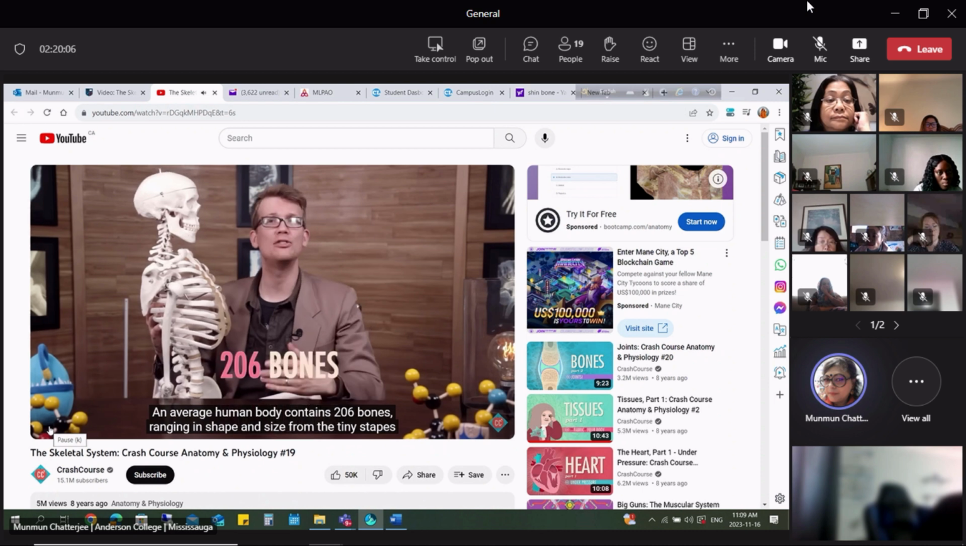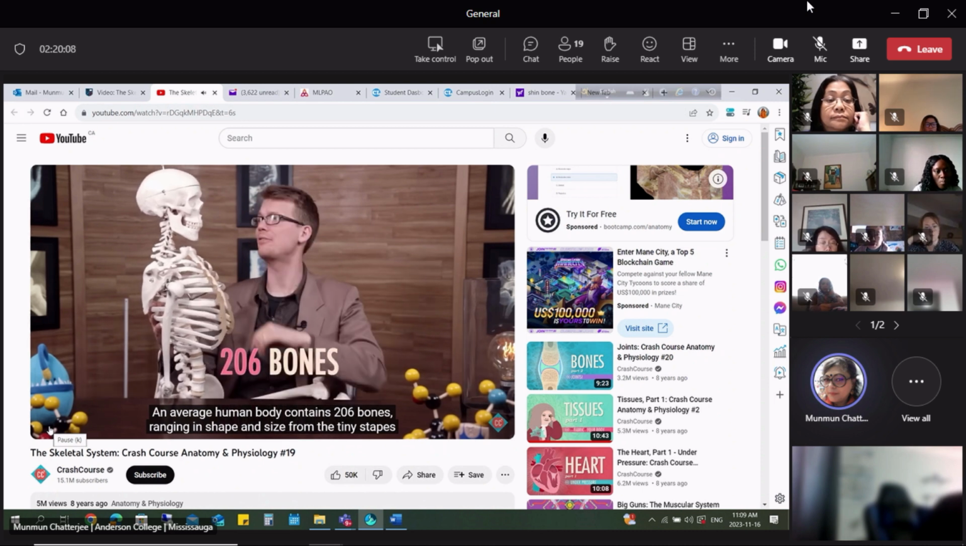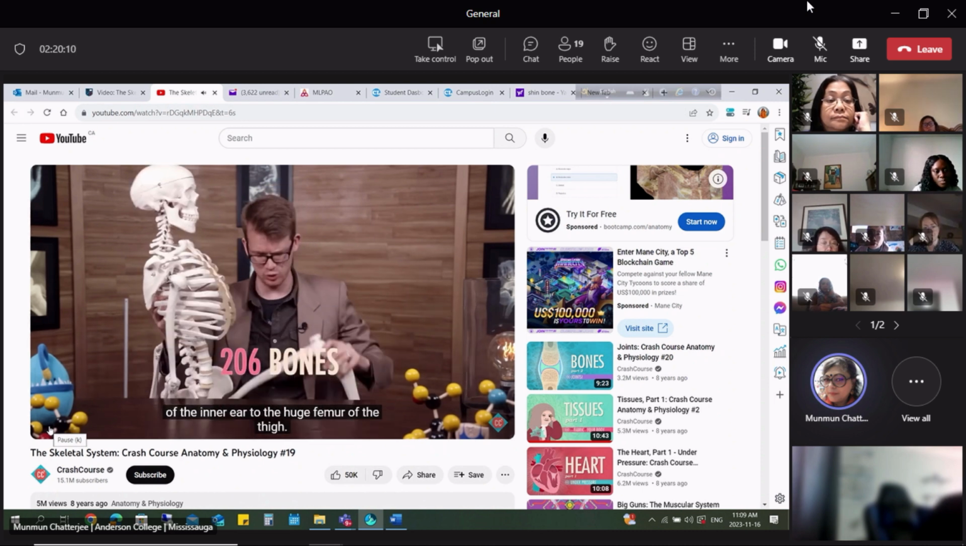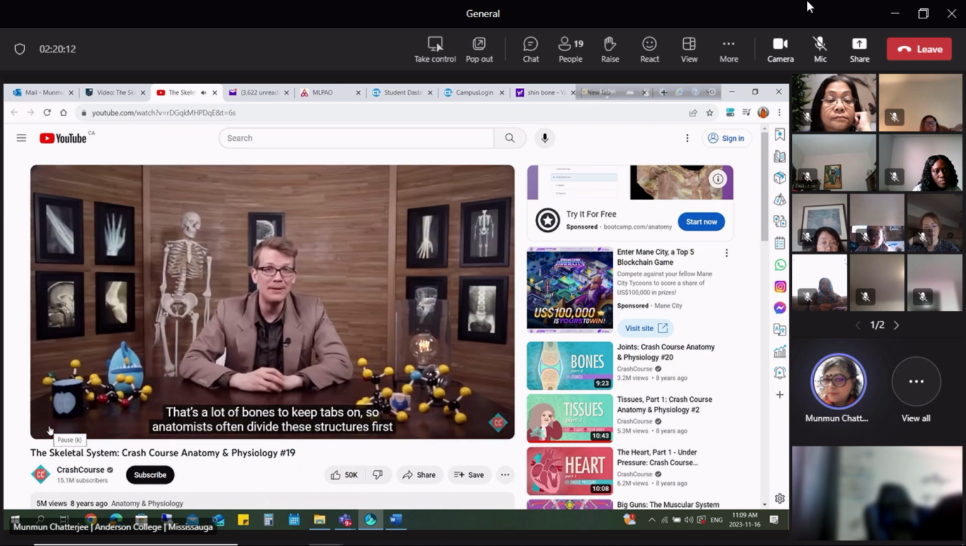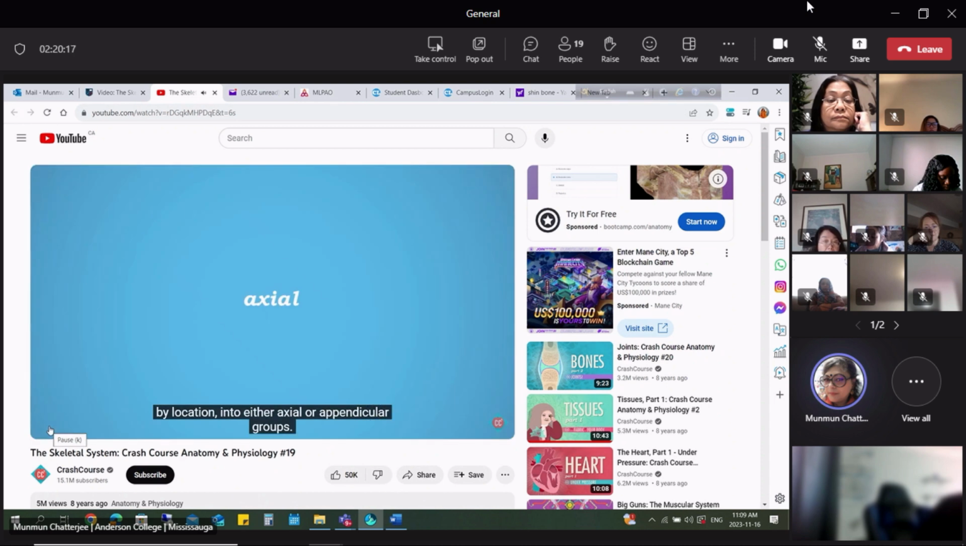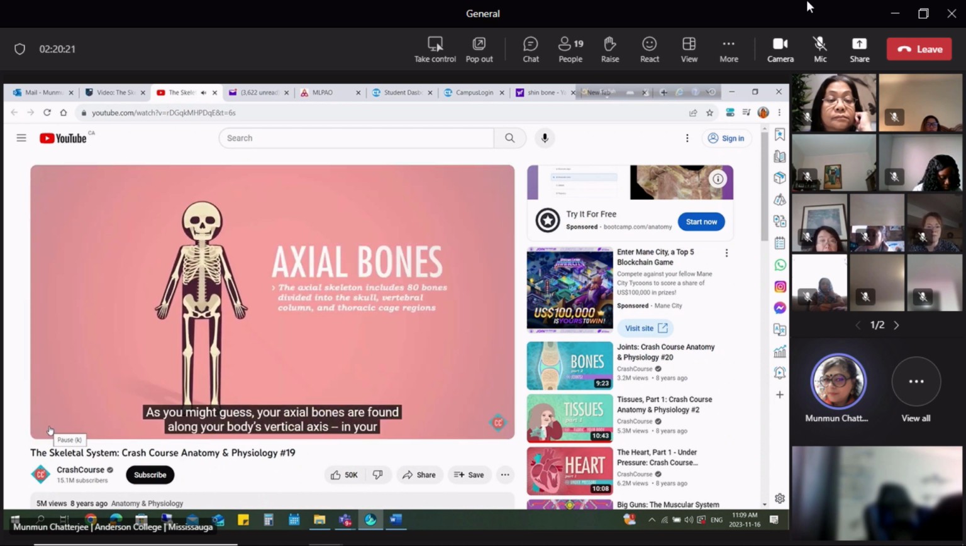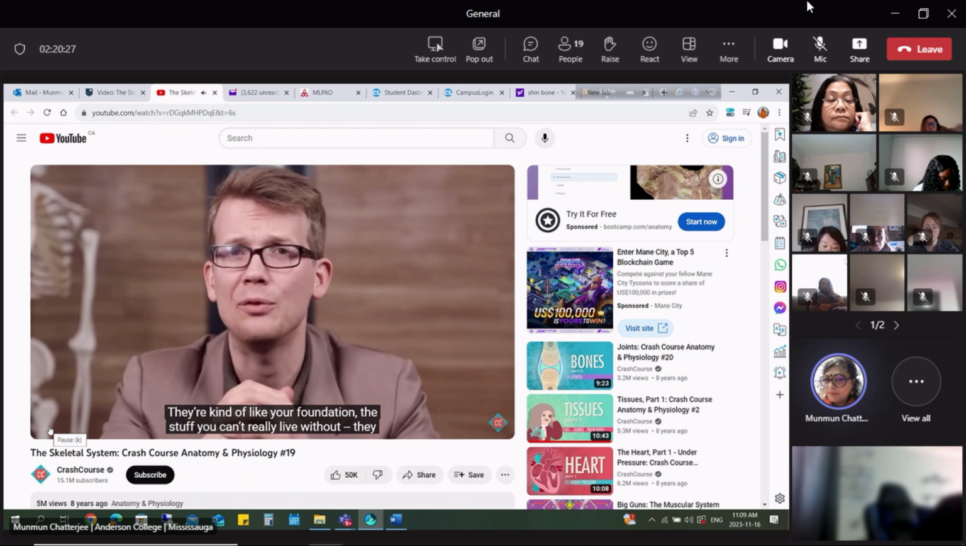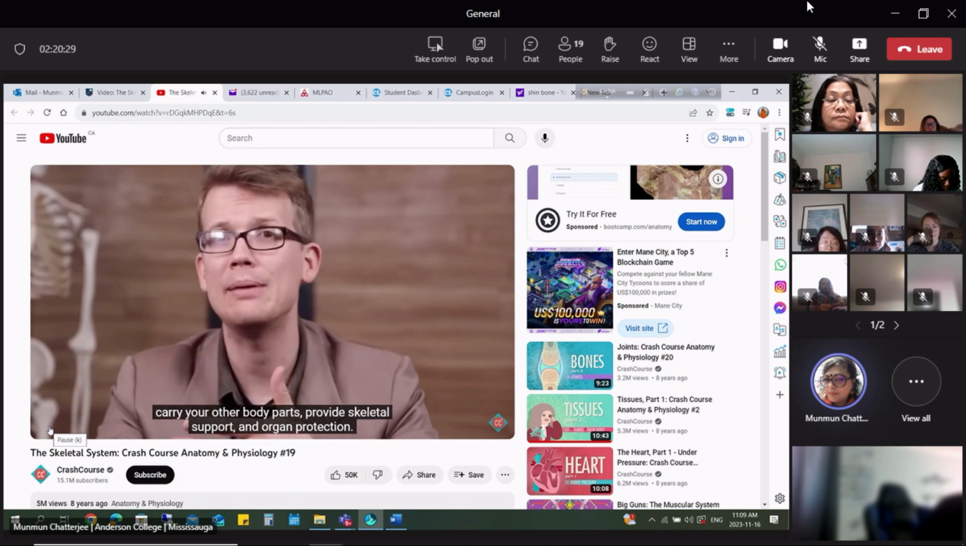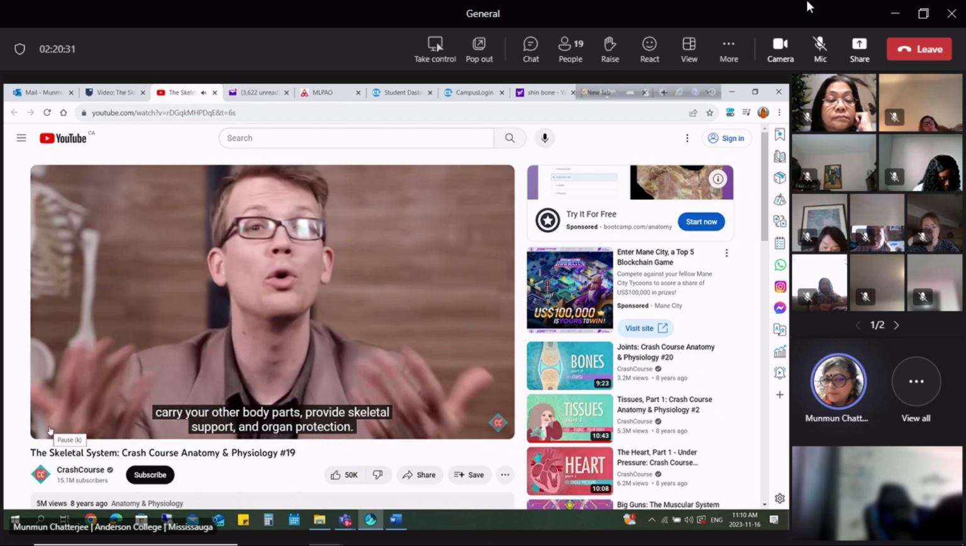An average human body contains 206 bones, ranging in shape and size from the tiny stapes of the inner ear to the huge femur of the thigh. That's a lot of bones to keep tabs on, so anatomists often divide these structures first by location into either axial or appendicular groups. As you might guess, your axial bones are found along your body's vertical axis in your skull, vertebral column, and rib cage. They're kind of like your foundation, the stuff you can't really live without. They carry your other body parts, provide skeletal support and organ protection.